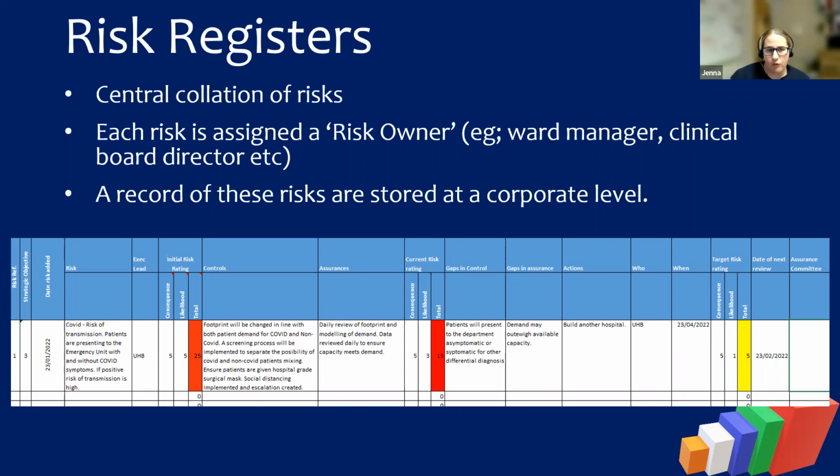So we know that if we encourage social distancing, there is a reduction, a lesser chance that they may catch it. But we've also got another control that we can put in place: instead of patients coming in wearing their own masks, all patients coming in have to be given a surgical grade mask, because we know that they're more effective. And we develop social distancing and an escalation in place.